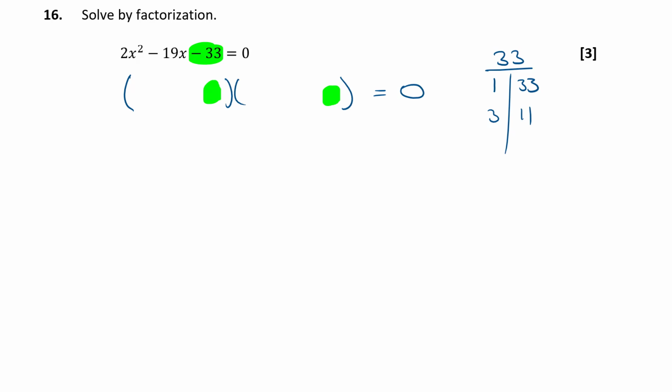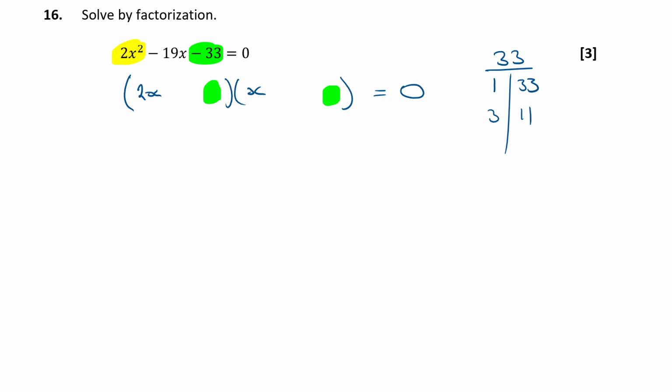Now before I put them in, let's have a look at the other end of my equation, this 2x squared part. If I've got 2x squared, it must be that I've got a 2x at the start of one of my brackets and an x at the start of the other one. So when they're multiplied together, it gives you the 2x squared. So if you've got a coefficient of x squared like this, it makes it a little bit more complicated when you put these factor pairs of 33 in, because it makes a difference which way around you put them in. So you've got to try them in both positions.